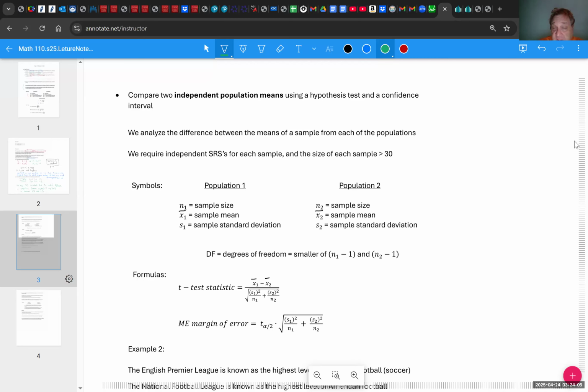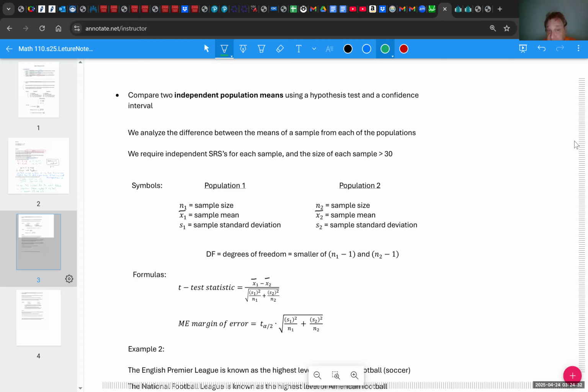from population two. In order for all our formulas and statistics to actually have accurate results, we need an independent simple random sample for each of those samples, and we need the sample size for each sample to be at least 30 or bigger than 30. So those are like the requirements you had for any kind of t-test. You need sample size to be bigger than 30 for the formulas to work out.